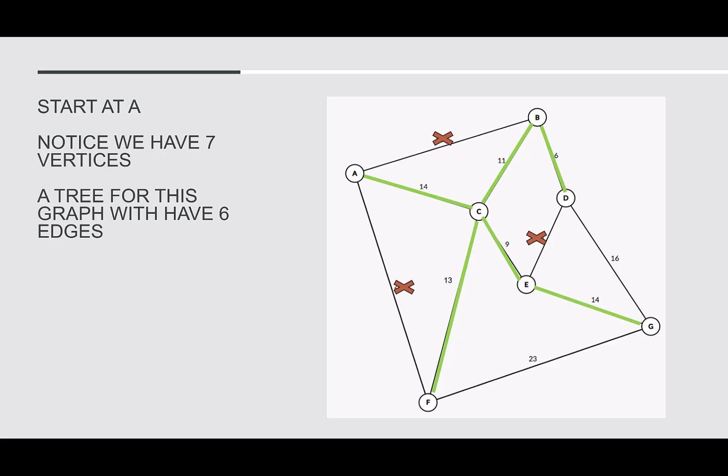To finish up, we're going to add up all of our edges. We had 14, 9, 11, 6, 13, and 14, which gave us a total of 67.